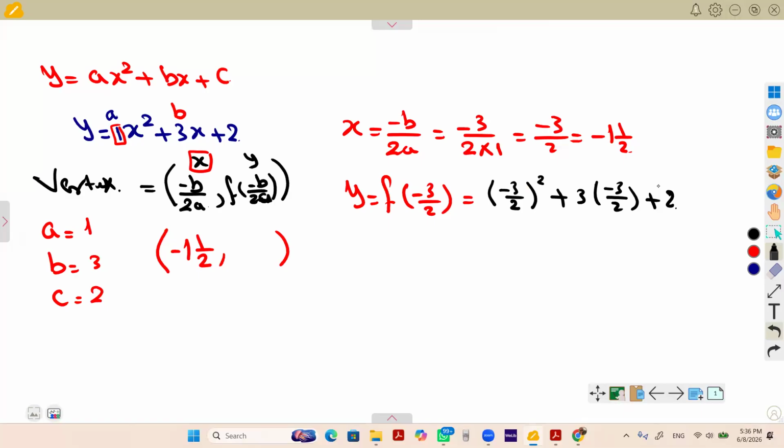Can you calculate this value? It will be what? Sir, I have a problem with my calculator. It's not opening.